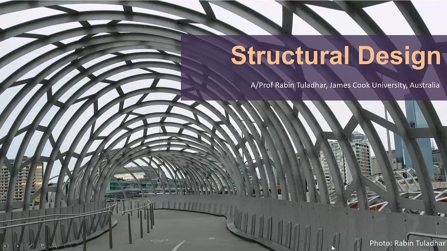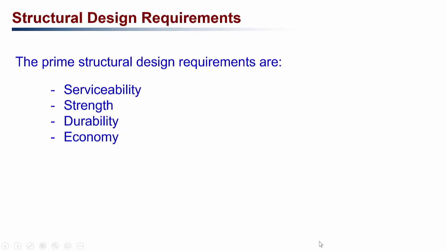In this video, we'll be looking at some basic principles of structural design for the structures. For the design of any structures, we have to make sure that we meet these four prime structural design requirements. They are: the structure has to meet serviceability requirement, it has to meet the strength requirement, durability requirement, and the structure has to be economically feasible as well. Let's go through each one of them now.